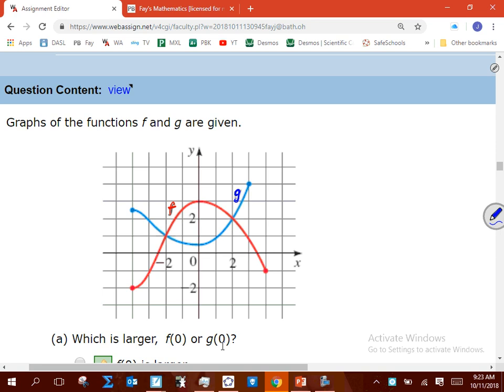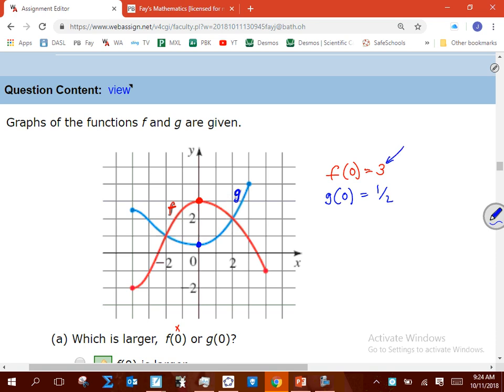So f of 0, that is saying when you go to the red curve, 0 is an x value, okay? When x is 0 on the red curve, what's your y value? It's 3, right? So f of 0 is 3. And then they say, find g of 0. Well, g of 0 would be about right there, correct? It's about 1/2. I guesstimate, but which one of these is greater? 3's got to be greater, right?